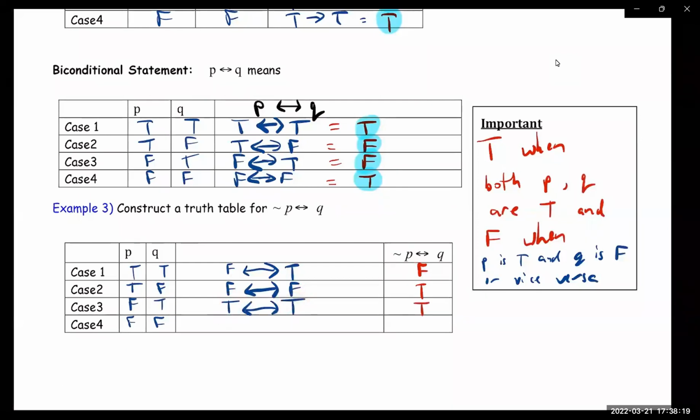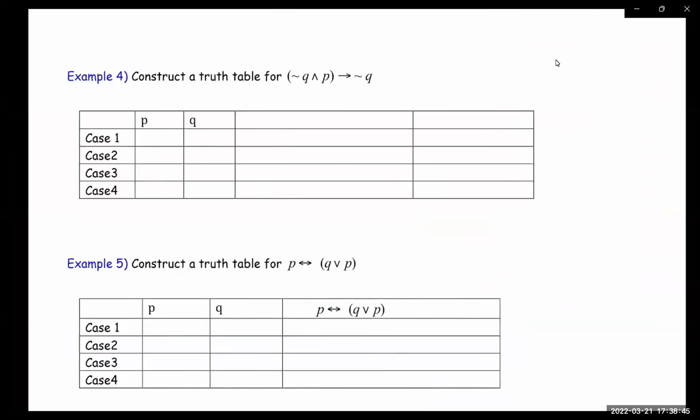All right, the last one, if you negate P, you get T. Double-sided arrow. Q is F. And there you go. If one of them is true and one of them is false, that means your final answer will be false. All right. So that's how the biconditionals go. Let's see if there's anything else.